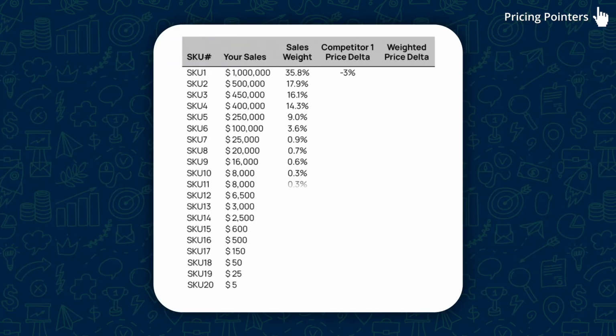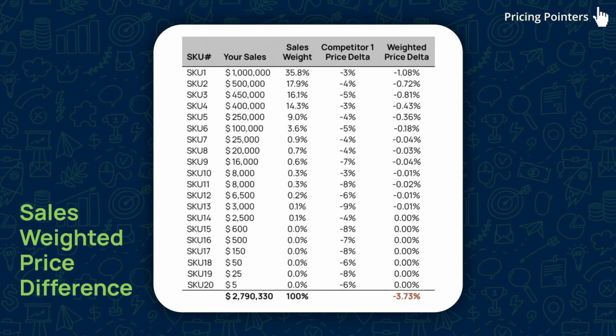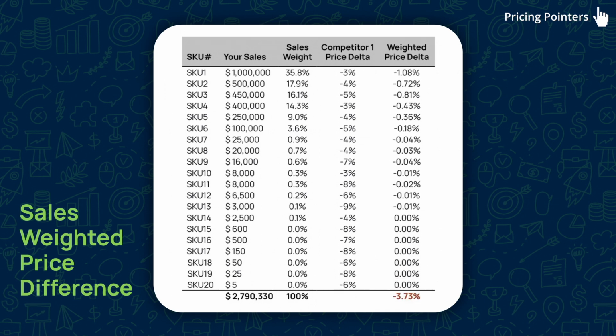Here's a table that shows how to compute a sales-weighted price difference for only one competitor. You have your SKUs, your sales, the sales weight, and then the competitor one price delta and the weighted price delta. We can see in red at the bottom of this table, the bottom line, or the number that your boss is going to want to hear, is that competitor one is 3.73% below you from a sales-weighted perspective.